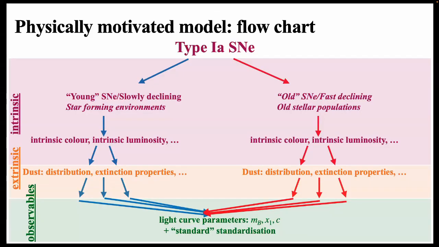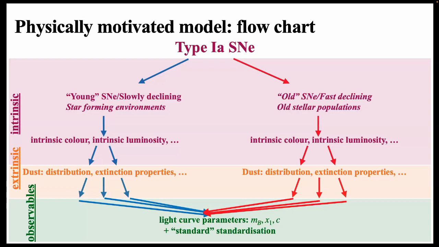So here we have this kind of flow chart. As I said at the beginning, there is no one type Ia supernova. We have two channels populating different stellar environments, having possibly different intrinsic properties and different extrinsic properties, maybe different dust, typical column densities of dust, extinction and so on. So we go through this bifurcation diagram, and what we learn is that there are three parameters. Now I'd like to go another way around.